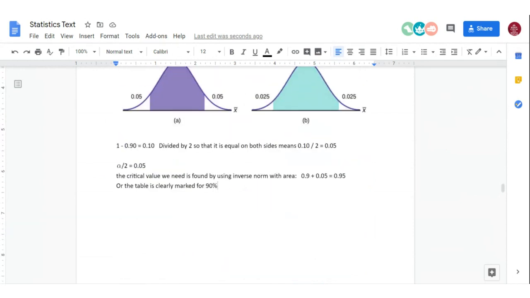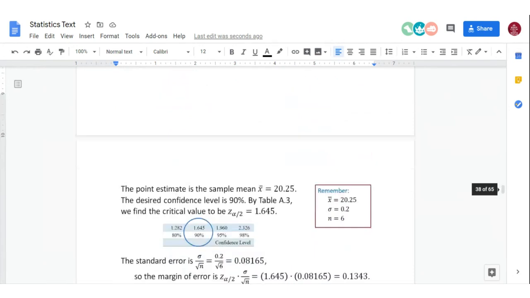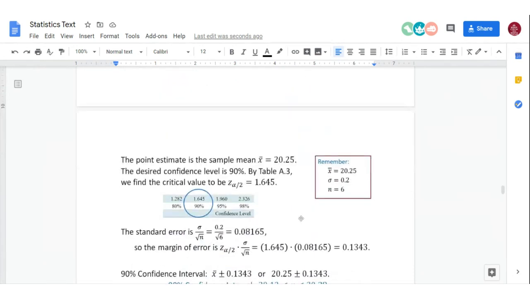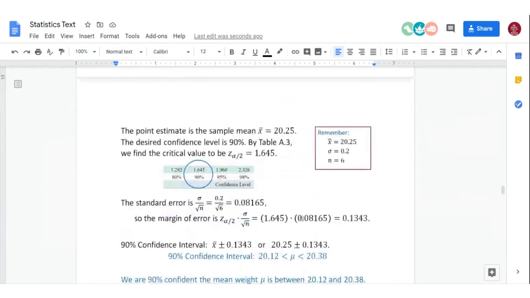So we're dealing with 1.645, and we'll see it here. They show us what I just showed you. On that table at the bottom, you can go up from 90% and see this 1.645. Now, you also got to calculate the standard error. So that's going to be that standard deviation that was given, the 0.2, divided by the square root of 6, and that comes out to 0.08165. All right.